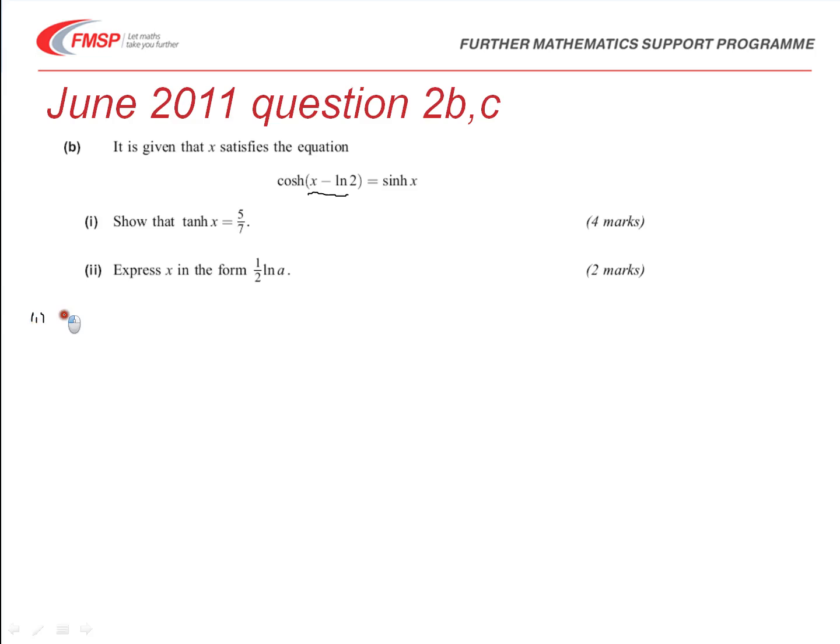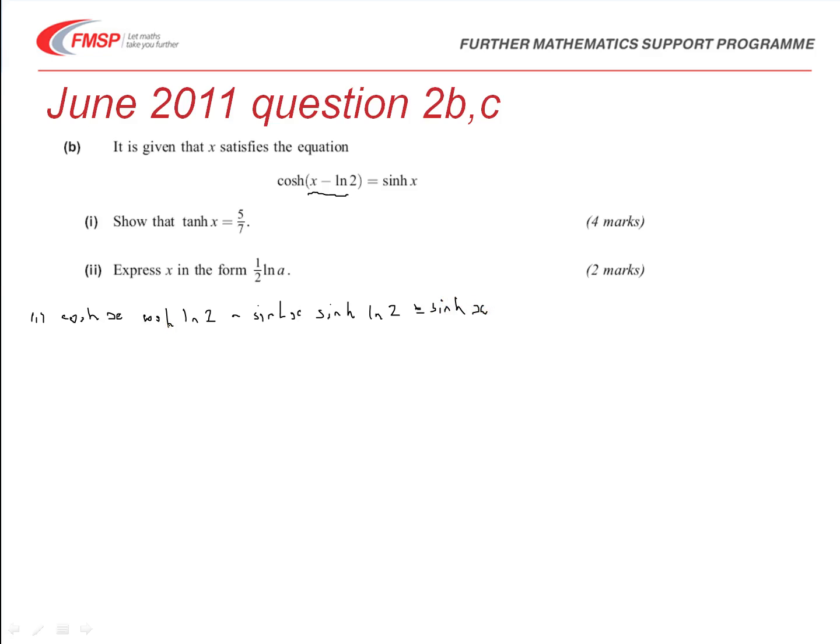that is going to start us off, because we're going to have then cosh x cosh ln2 minus sinh x sinh ln2 equals sinh x.